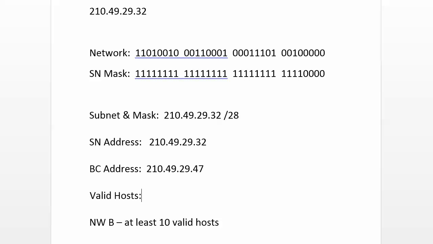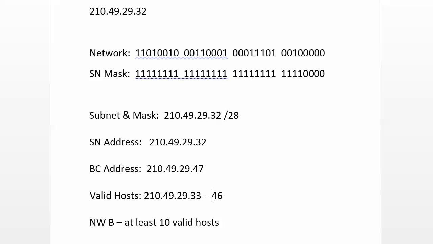And it's 47. So all of our valid hosts are in the middle, 33 through 210.49.29.46. Everything in the middle, and that's going to give us at least our 10 valid hosts. One other thing I want to mention here, and I've done this myself every once in a while, it's really easy to write those addresses like this when you're writing the range of valid hosts.